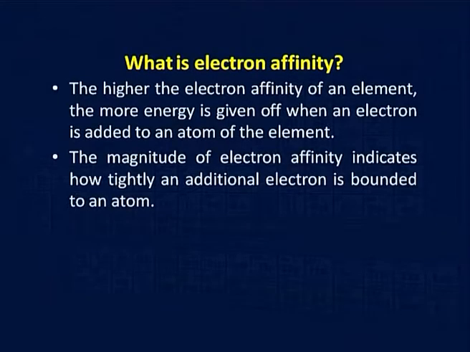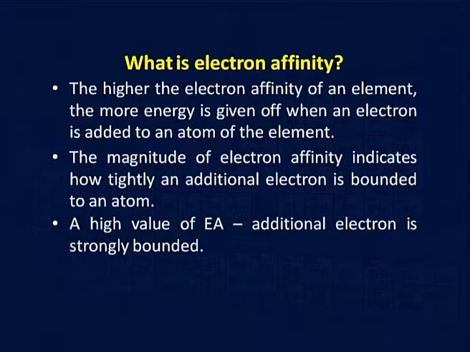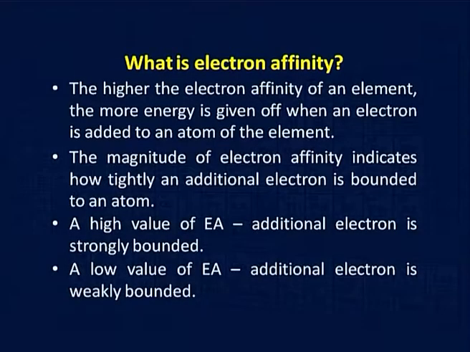The magnitude of the electron affinity indicates how tightly an additional electron is bound to an atom. If the value of electron affinity is higher, the additional electron is strongly bound to the atom. That shows that the ion has greater stability than its parent atom. Similarly, a low value of electron affinity shows that less energy is liberated during the process, and the additional electron is weakly bound to that atom.